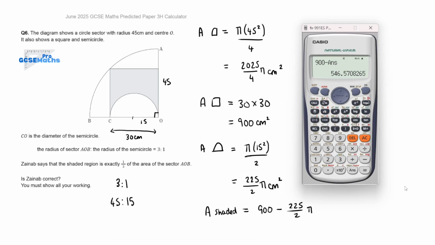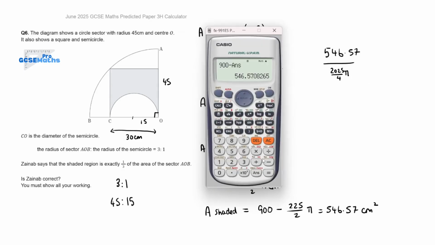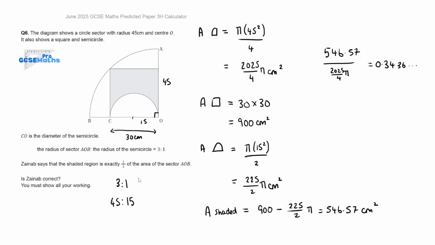So I get 546.57... Now I want to know, is that area exactly 1/3 of the area of the sector? So let's divide it by the area of the sector, which I've still got the exact value for. So I'm just going to take my answer and divide it straight. And this is what I get. I get 0.3436... So we have to figure out, is that exactly 1/3?